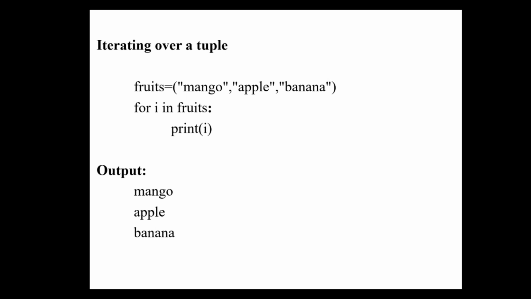Iterating over a tuple. fruits equal to mango, comma, apple, comma, banana, which should be under round brackets, that is a tuple. For i in fruits: print(i). So here, a tuple containing 3 elements, and for i in fruits, the loop takes each element of the tuple one by one and stores it in i, and print(i) prints the current fruit. That's why we get mango, apple, banana.